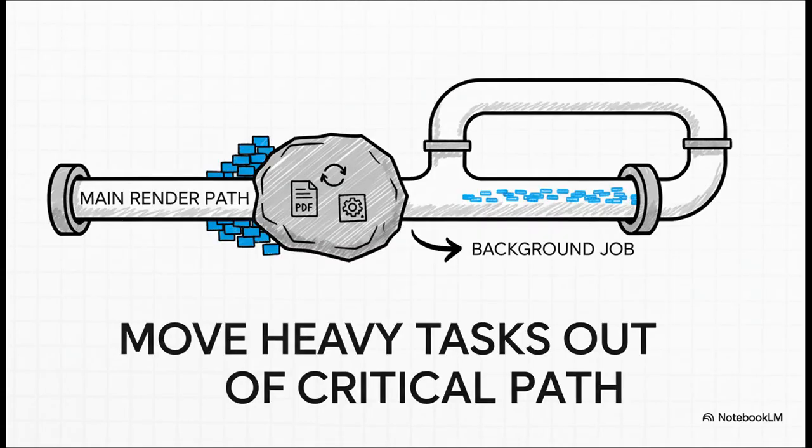Now, here's a really important warning. SSR is blocking. And what that means is the user sees absolutely nothing, just a blank white screen, until the server has finished rendering the entire page. So if you have any heavy computations, I'm talking big loops, heavy JSON parsing, image processing, or anything like generating a PDF, you cannot do that in the main render path. You have to move that stuff to a background job or an edge function. Keep that initial render lightning fast.